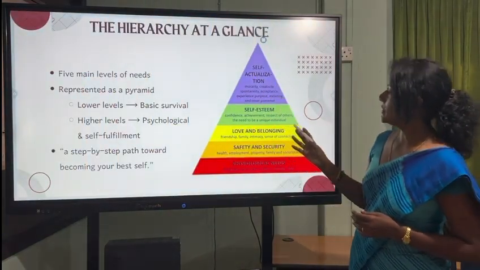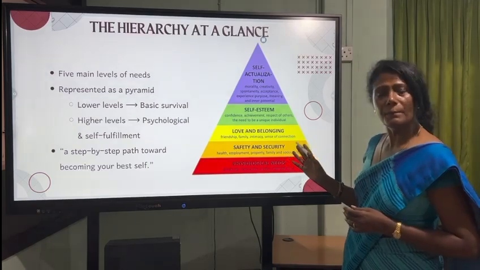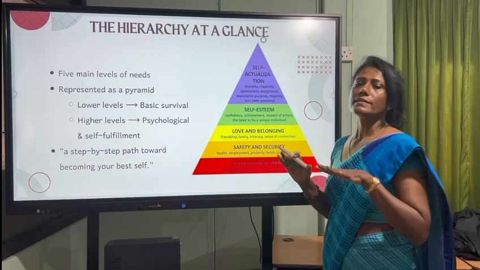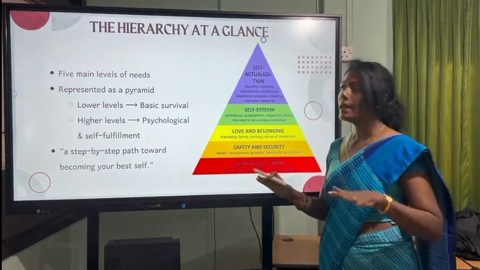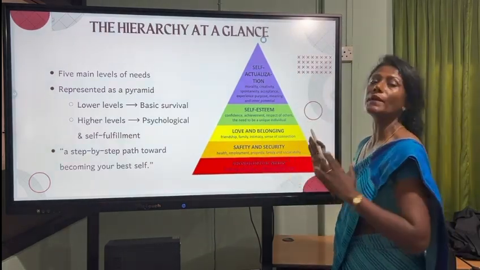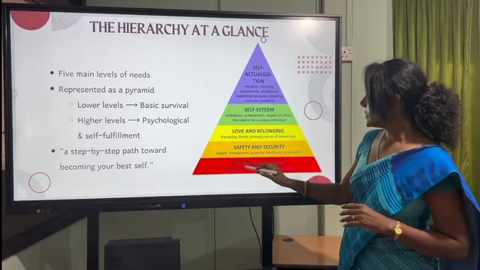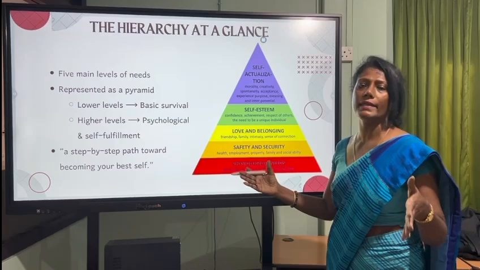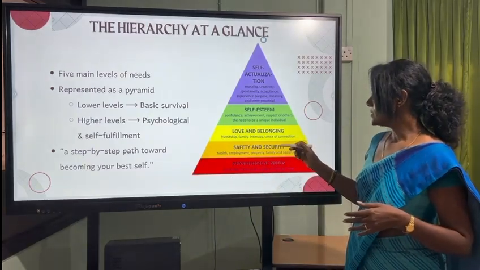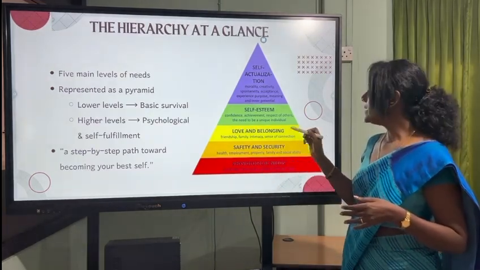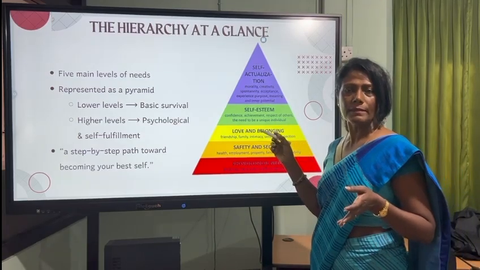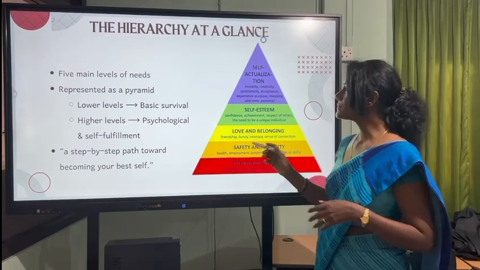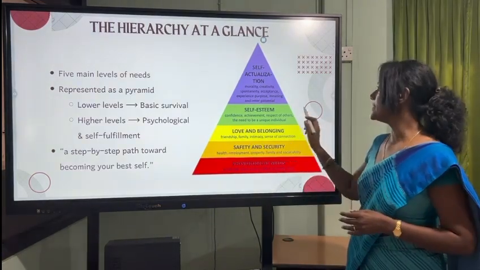Let's take a quick look at this pyramid where he arranged all the 5 steps in the hierarchy. We find the physiological needs at the base, where you find the bigger area, and then safety and security, love and belonging, self-esteem, and on the pinnacle we find self-actualization. Let's look at these in detail.